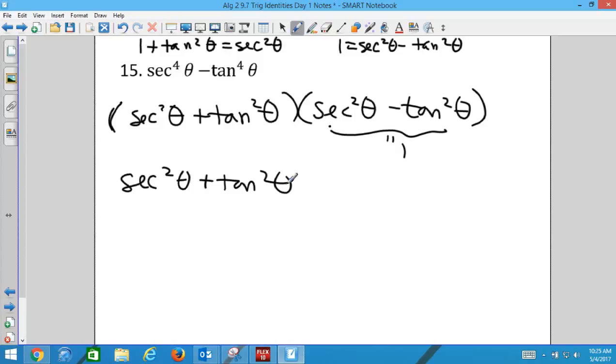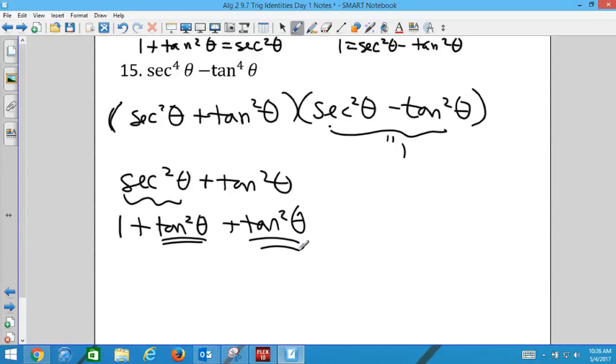Change it into sine squared over cosine squared. So 1 over cosine squared, well, we could. I mean, we could do something like secant squared is 1 plus tangent squared theta. And I haven't showed you this yet, but we can kind of figure it out. If we add together a tangent squared theta plus another tangent squared theta, then it's 1 plus 2 tangent squared theta.